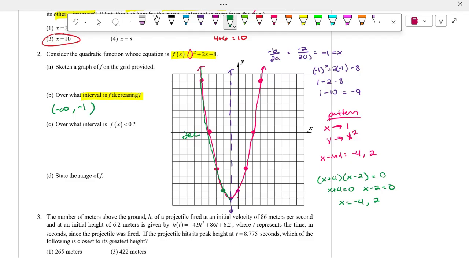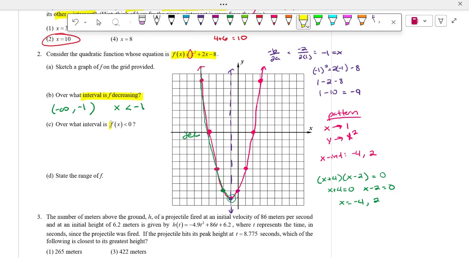Parenthesis. And the reason is that the vertex is kind of a gray area. It's neither increasing nor decreasing. You could also write this as x has to be less than -1. That's the other way you could write it. Because remember, I don't care which way you write it as long as you understand what it means.